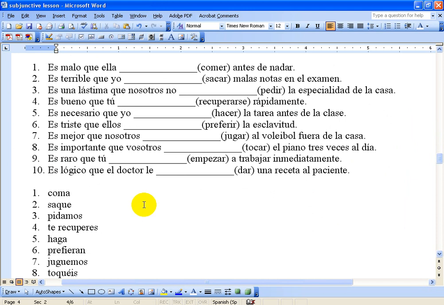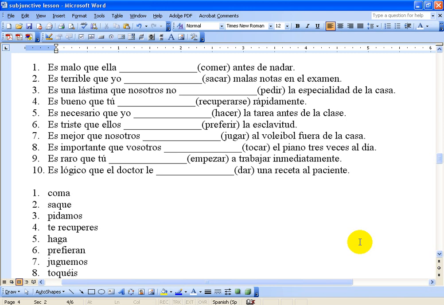Okay, so I put the answers down here at the bottom. I'll just read the sentences with the answer in it. 1. Es malo que ella coma antes de nadar. 2. Es terrible que yo saque malas notas en el examen. 3. Es una lástima que nosotros no pidamos la especialidad de la casa. 4. Es bueno que tú te recuperes rápidamente. 5. Es necesario que yo haga la tarea antes de la clase.